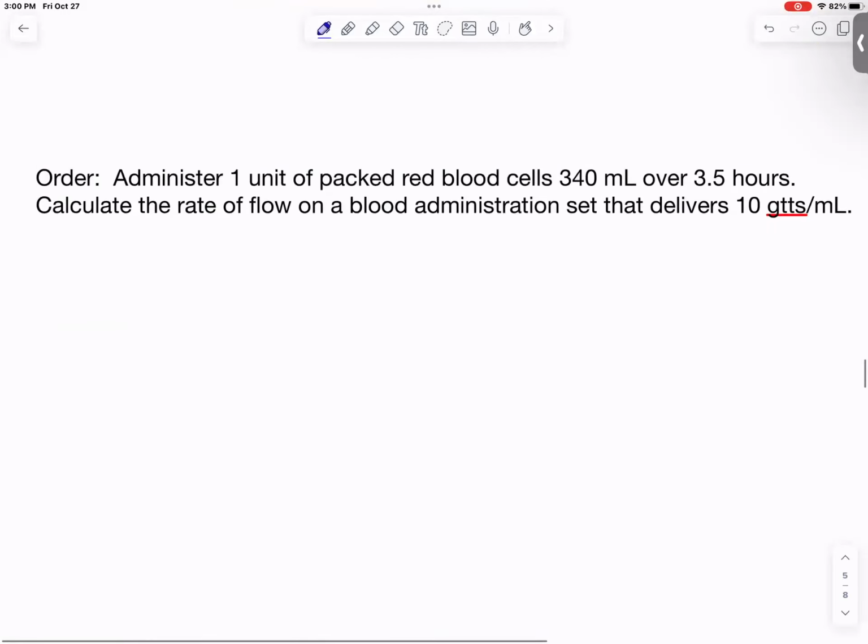All right, now complete this one. Believe it or not, when they deliver you a unit of packed red blood cells, one volume could be 300, one could be 350, one could be 320. So it would tell you. So that's why this question is telling you that there is 1 unit of packed red blood cells ordered, and in that unit is 340 milliliters, and you have to give that over 3.5 hours. So it's asking you to calculate the flow rate. So through a blood administration set that delivers drops per minute.